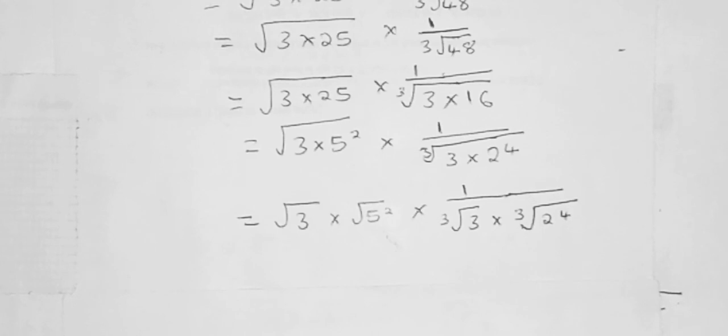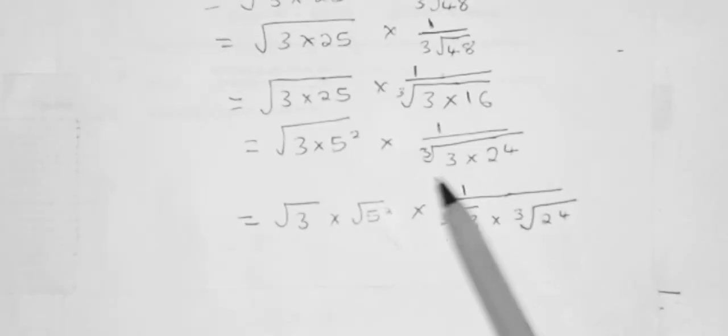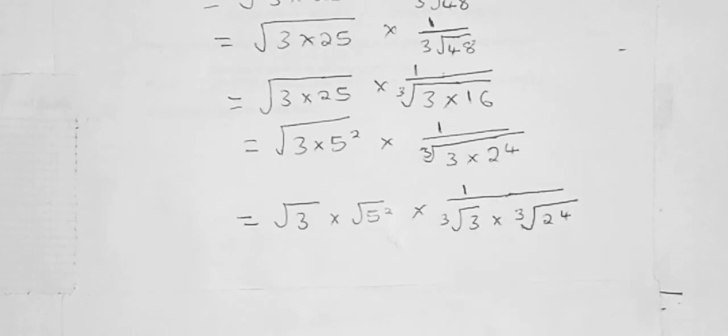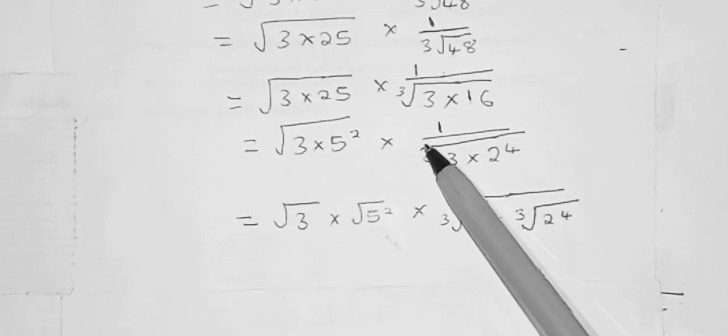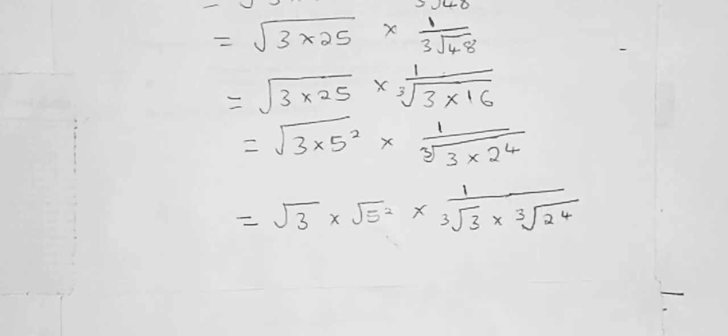So why did I write cube root and cube root? Because it is the rule of what? Of a surd. The rule of a surd is if you have these numbers like this, the degree has to be the same in both numbers. The degree is the same because they are like surds. They are both like surds, so they have to share the same degree.